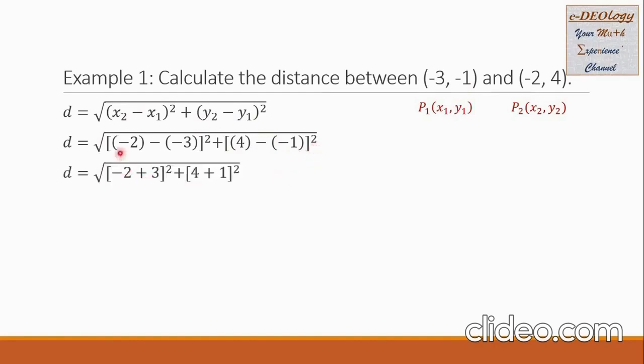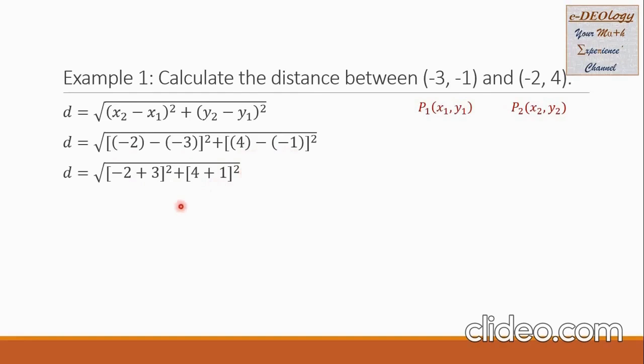Let us remove the grouping symbol for its x and y's. So the -2 here is without the parenthesis. Then the minus and the negative becomes +3. The square is there. Then plus. The parenthesis of 4 is removed here. The minus and the -1 becomes +1. And again, we don't forget to write the square.